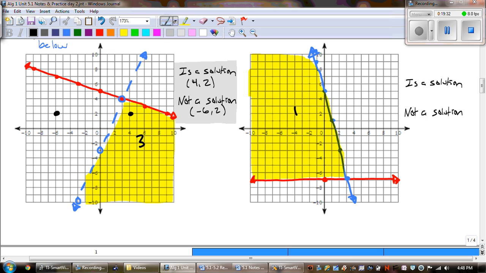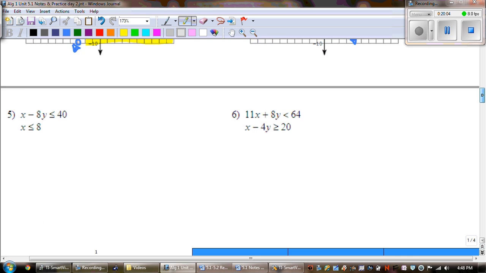Did you come up with your 2 answers yet as I'm doing all this? Remember, anywhere that's shaded is a solution, and anywhere that is not shaded is not a solution. So I just randomly picked those points. My solution is 0, 0, and my not a solution would be positive 7, negative 8. And remember, guys, you can have different points than I can. That part doesn't matter. All right.